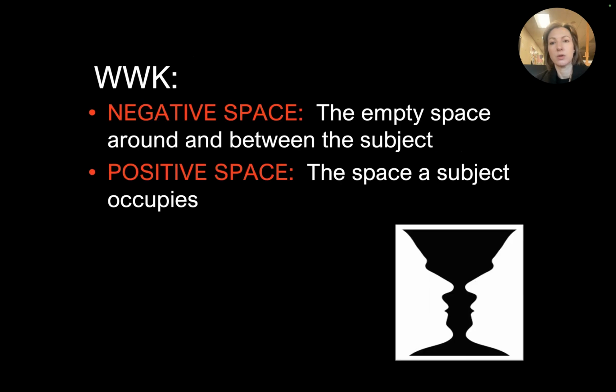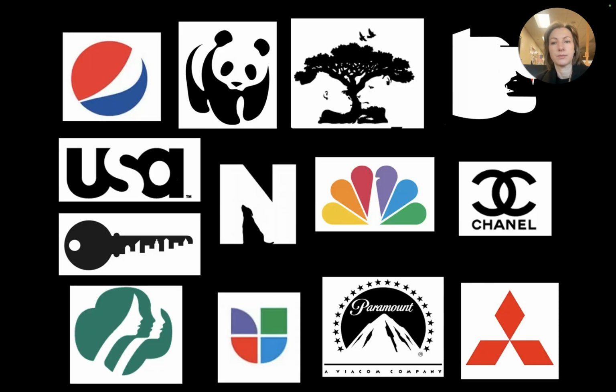Our two words worth knowing are negative space. Negative space is the empty space around and between the subject, and then positive space. Positive space is the space a subject occupies.